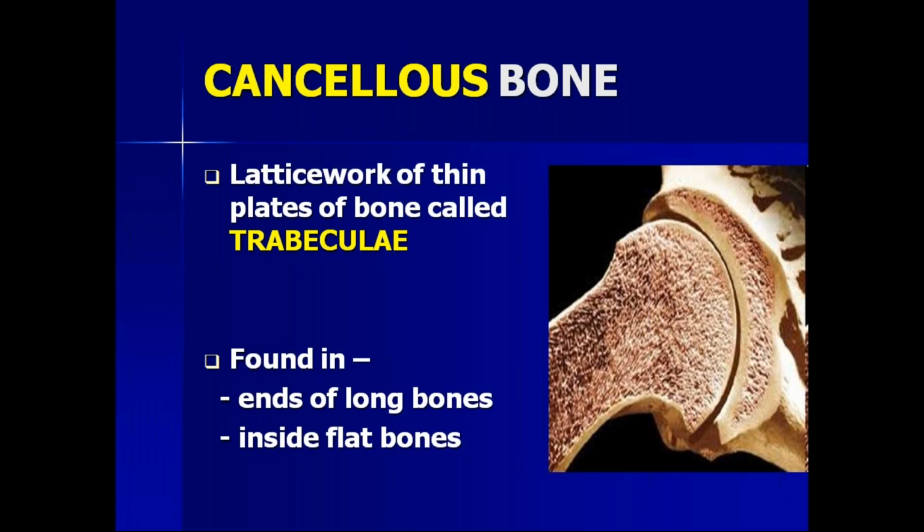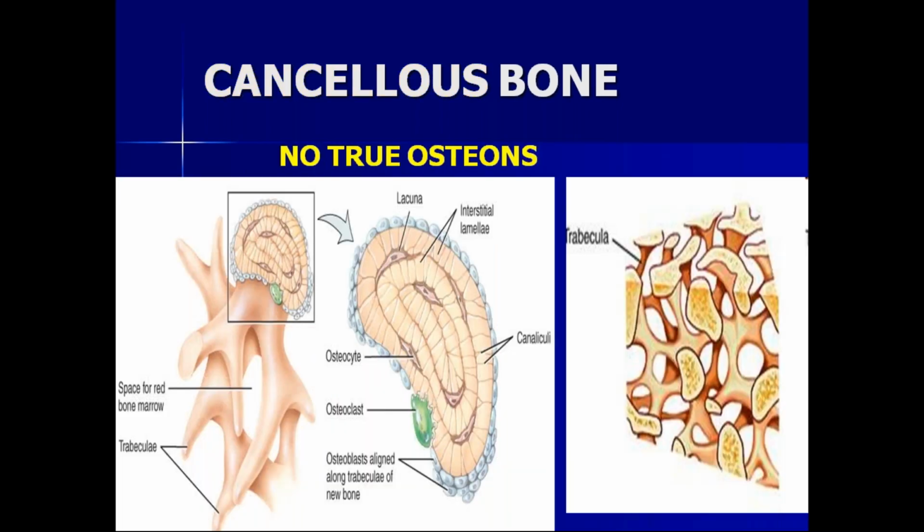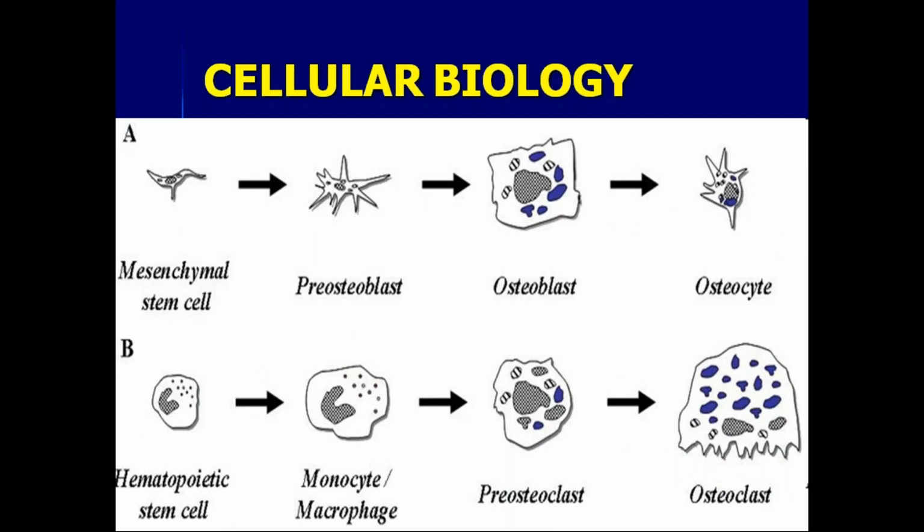The cancellous part is the spongy bone, which is the lattice work of thin plates of bone called trabeculae. Trabeculae are seen in X-ray also, as faint lines inside the bone. They are found in the ends of the long bones and flat bones. Here the microstructure varies a little, with largely spaced canaliculi and osteons. There are true osteons, but the structure is a little weak in the cancellous bone.